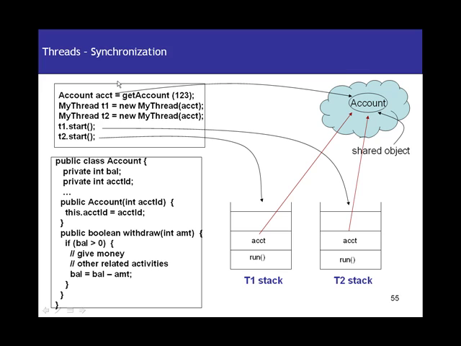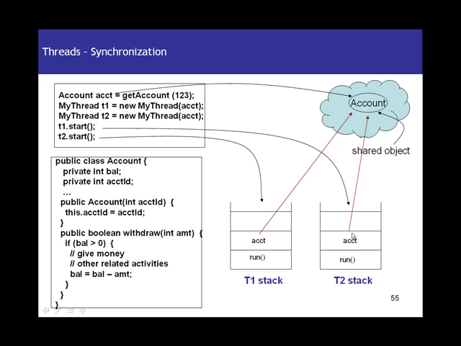So in this example, I have the main method in which I create the instance of account, for the account with account ID 123. And I create two threads, T1 and T2, and I pass in the same instance of the account to both threads, and I simply start the threads. So we know that two threads will be spawned when I start T1 and T2. This is the T1 stack and this is the T2 stack.